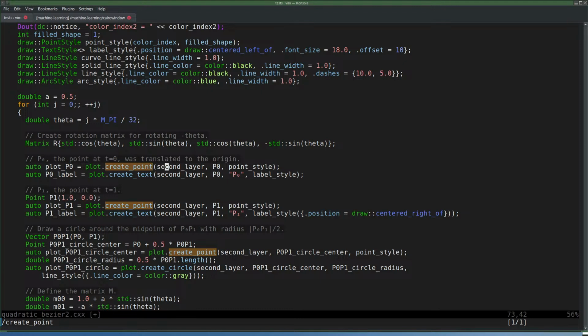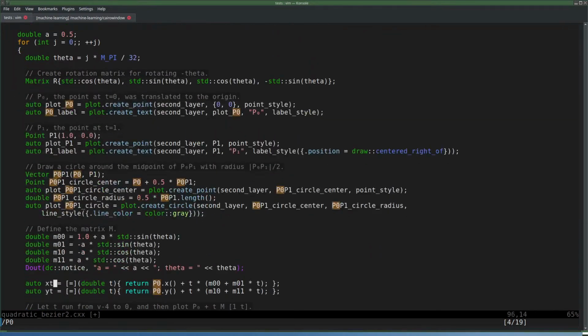Because you can just pass those like that. The origin. And now we don't have P0 anymore, but plot P0 exists now, which is derived from point. So it can be used to replace it. And then here the question is, of course, do I really want to? No, I don't want to use it anymore.